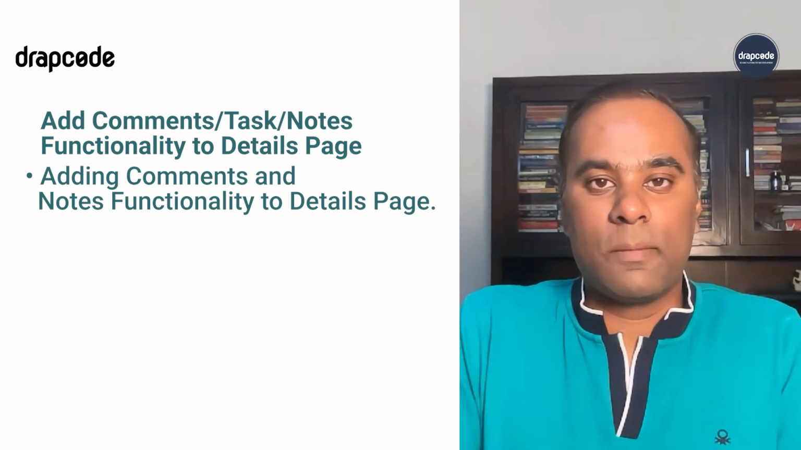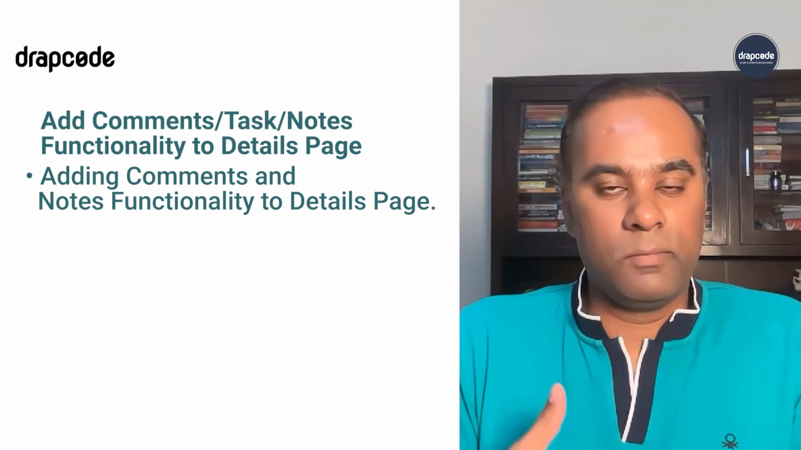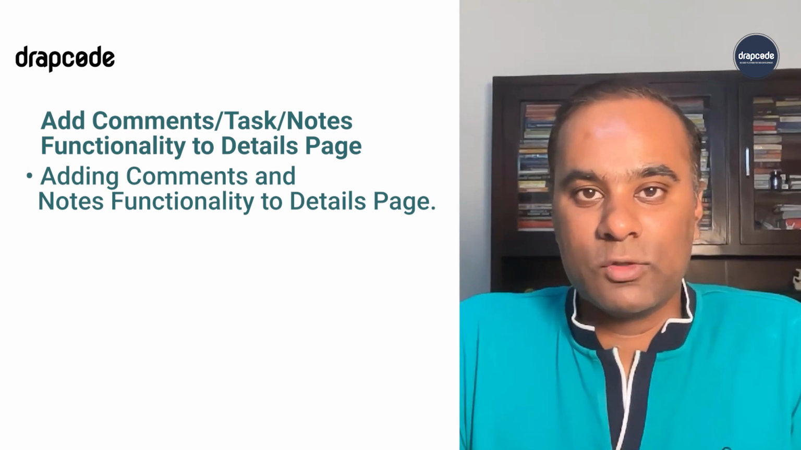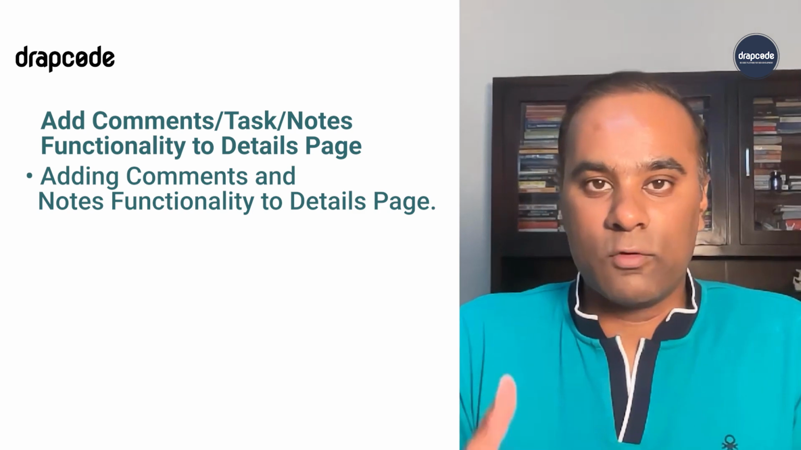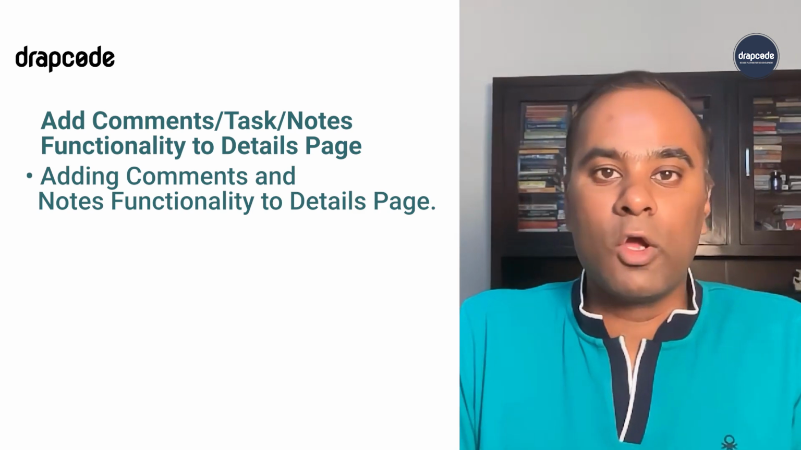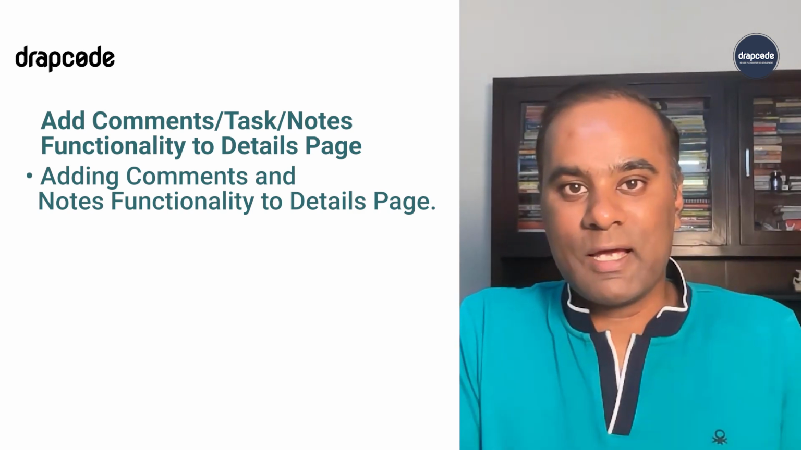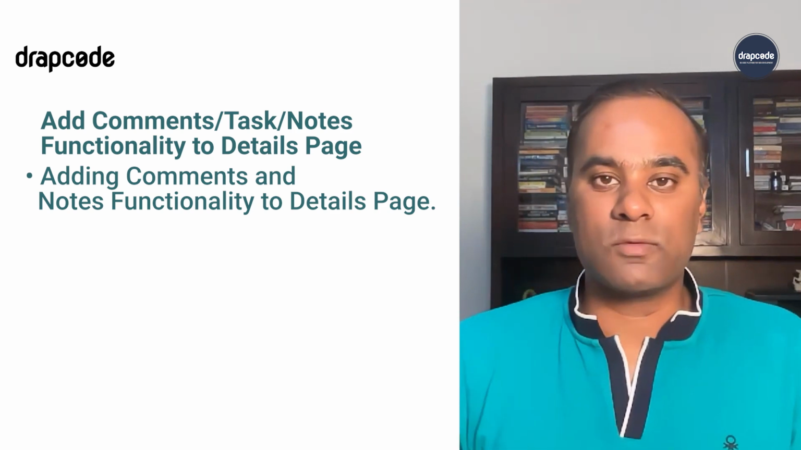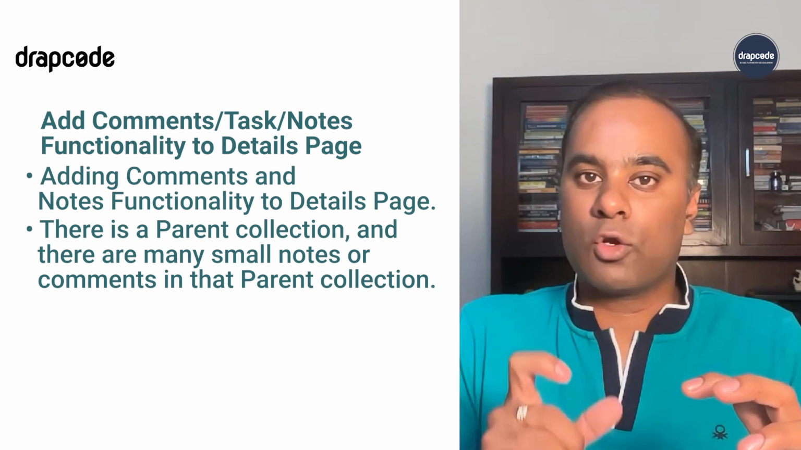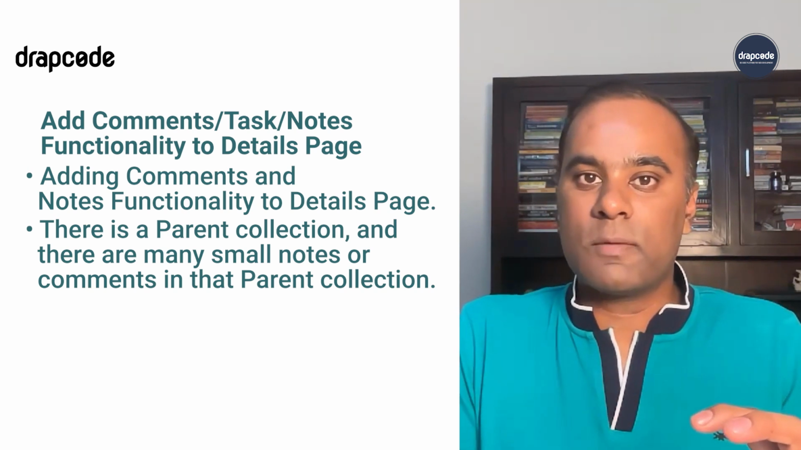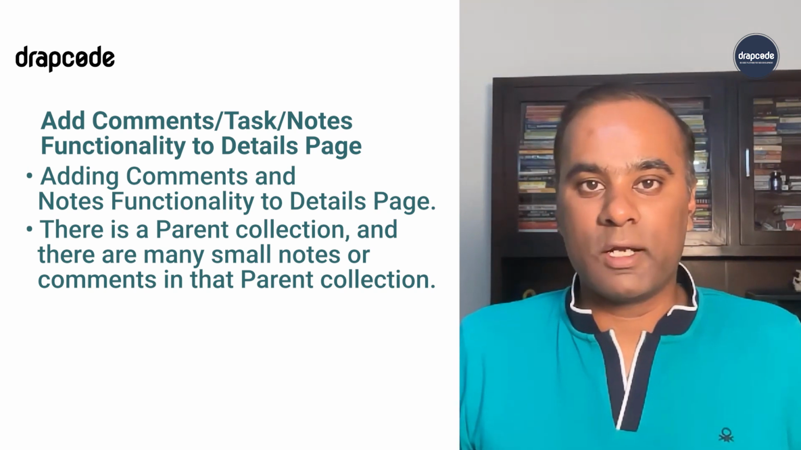So I'll give you an example. Let's say there's a blog post and you want people to comment on it, right? Or let's say there's a product and someone wants to review the product, like you want more number of reviews for that product, or maybe there's a to-do list or a task and you want to just add notes to this task. So basically there's a parent collection and there are a lot of small description or notes or comments or reviews for that particular parent collection. So let's see how that can be done.